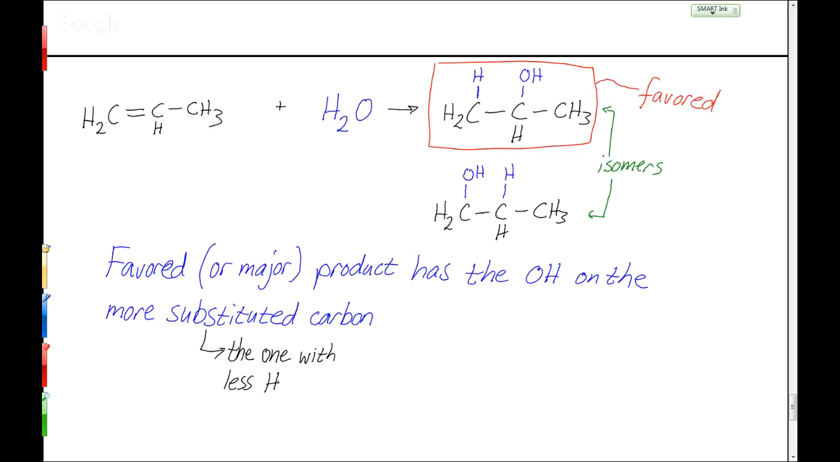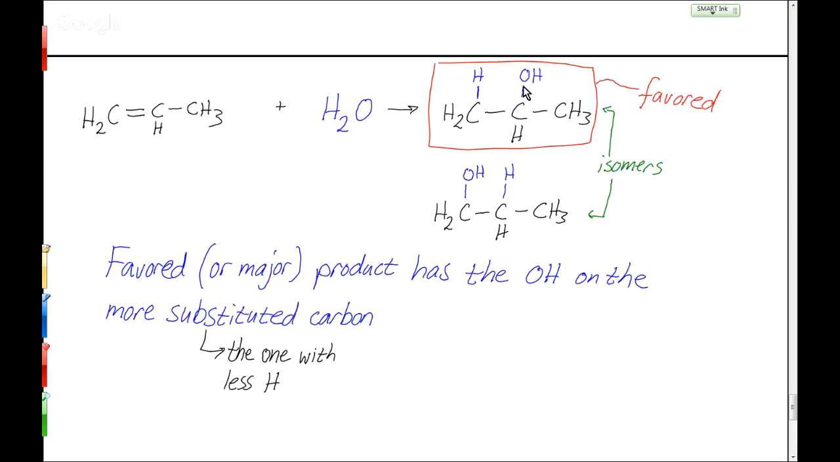So if you look at that first molecule, our very starting molecule all the way over on the left, our propene, you've got two carbons in the double bond, and since it's a hydration reaction, you have to decide which carbon the OH is going to go on and which one the H is going to go on. Based on this rule, we want to put the OH on the more substituted carbon, which is the one that has less hydrogen. This one has two hydrogens on it. This one has one hydrogen on it. So the OH is going to go to that one. That's our more substituted carbon, and that one gets our OH for our favorite product.